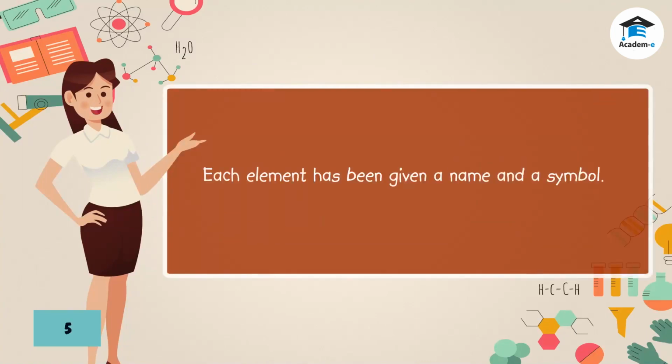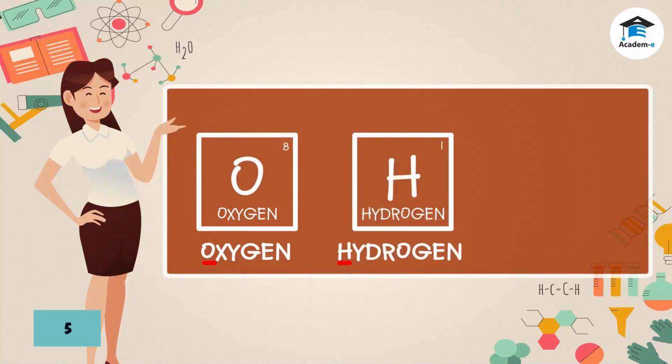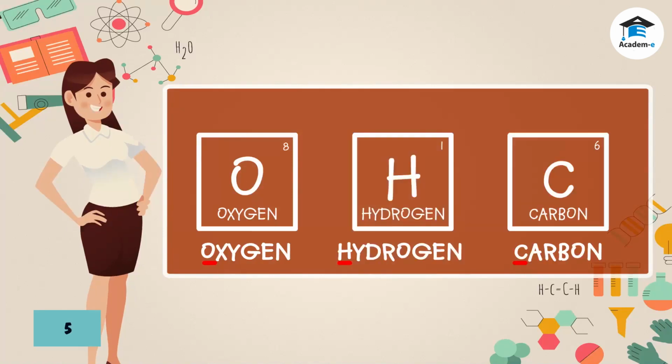Each element has been given a name and a symbol. Baron Jöns Jacob Berzelius, a Swedish chemist, started to use chemical symbols when referring to an element. He used the initial letter of its Latin or common name in its capitalized form as follows. O is for oxygen. H is for hydrogen. C is for carbon.